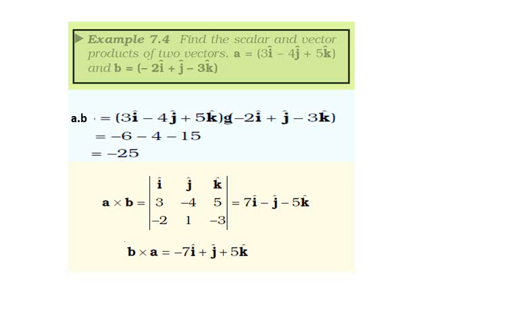And if you have to find out B cross A, then it is simply minus of A cross B. So the value will be minus 7i plus j cap plus 5k cap.